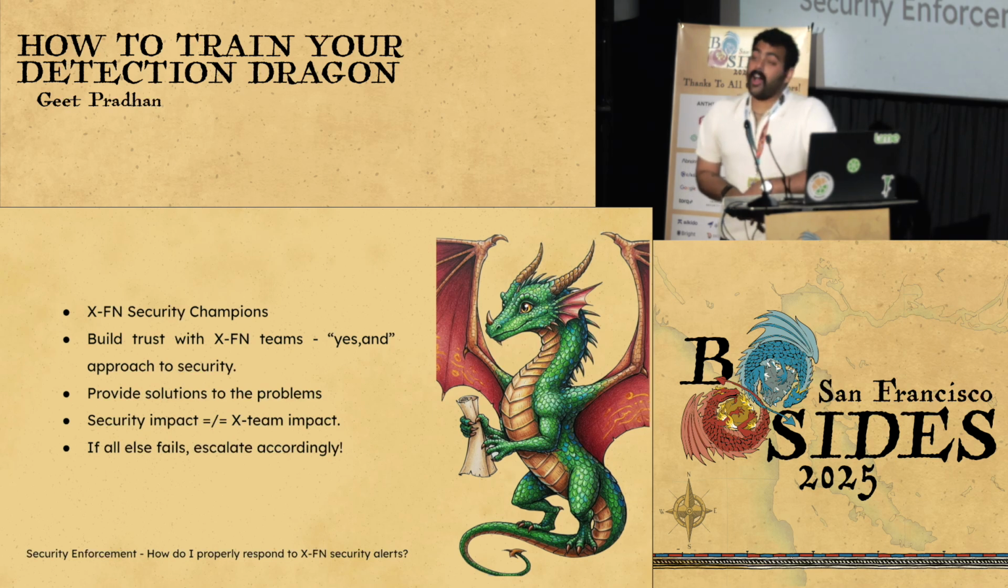This was the hard one that I learned, right? Security impact is not always equal to cross-team impact, right? And we're still solving this to this day. How are we effectively able to translate the security risk of bypassing branch protections? How do we do that? You have to talk in their language. And if all else fails, escalate accordingly.